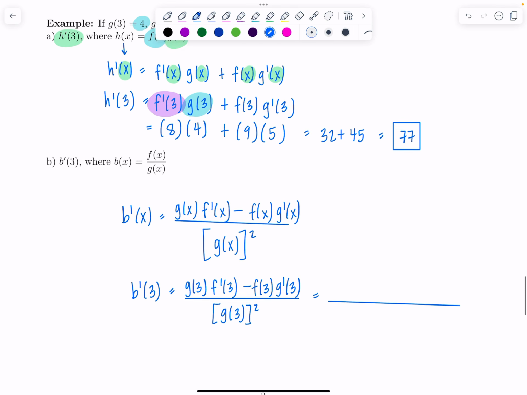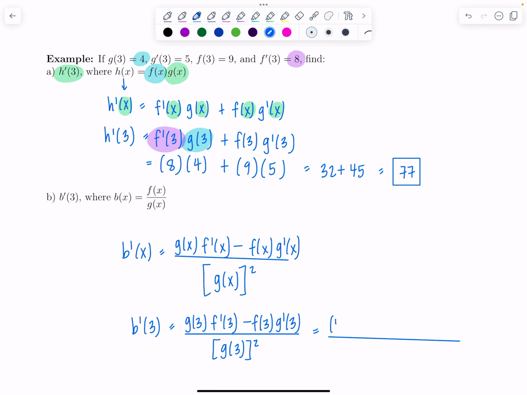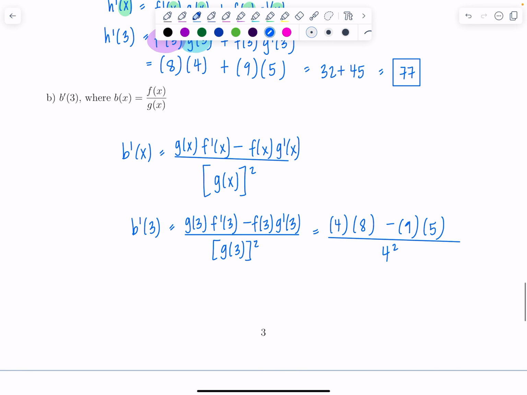And they gave me all that info up top. So g of 3, that's 4. F prime of 3, 8, very good. Minus f of 3 is 9. G prime of 3, 5 over g of 3, which is 4 squared. So what is this going to be? 32 minus 45 over 16. So that's negative 13 over 16. And leave it like that. Remember, don't bust out that calculator and start giving decimals unless it says to in the directions.